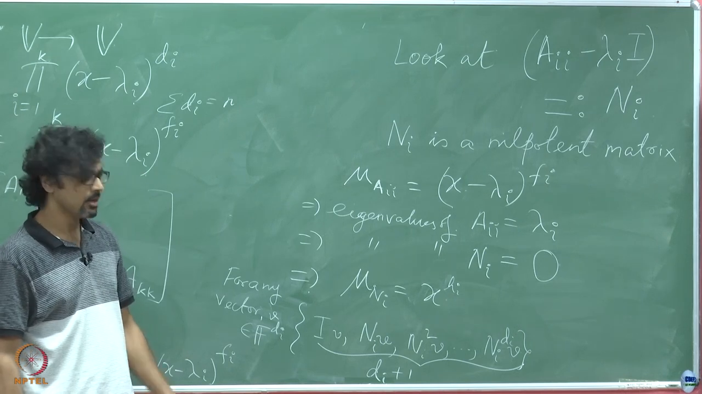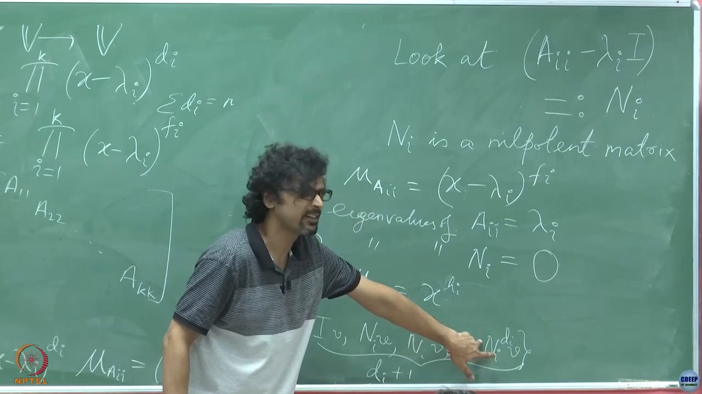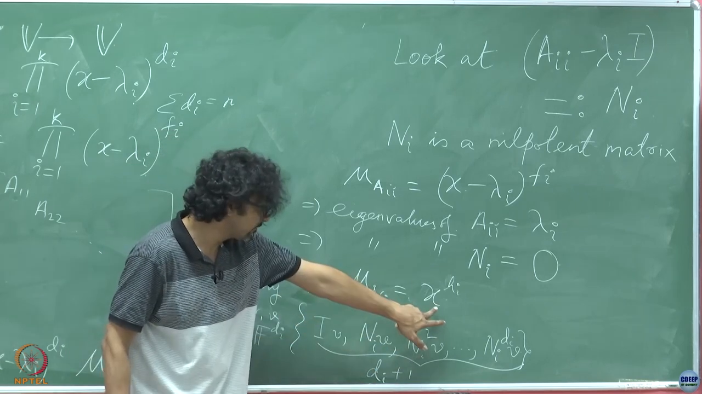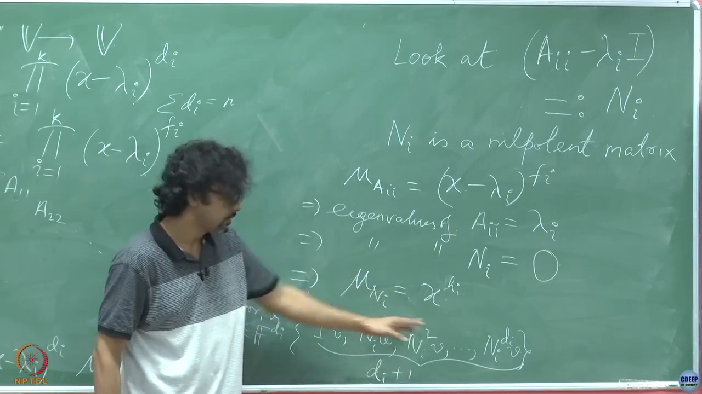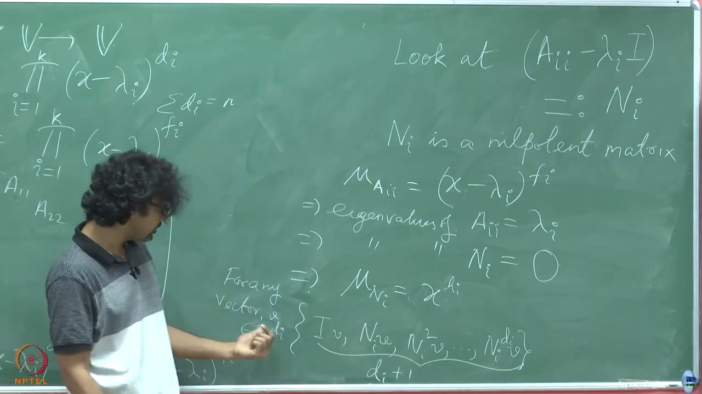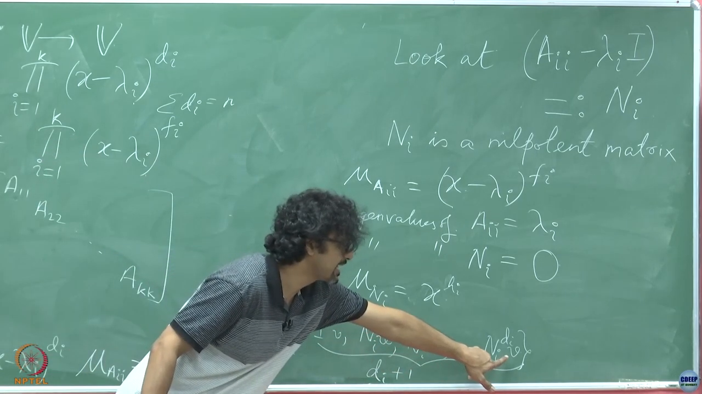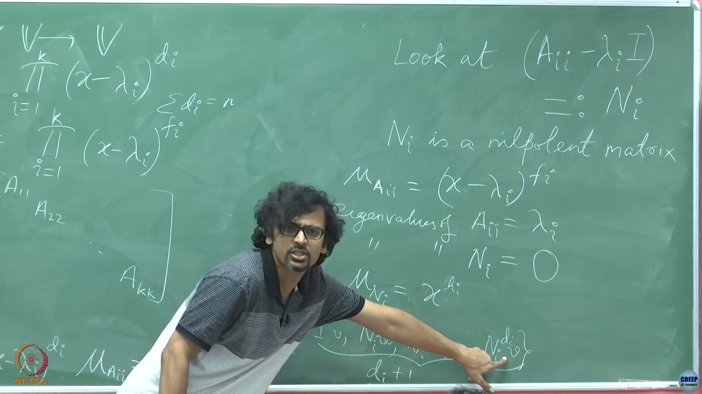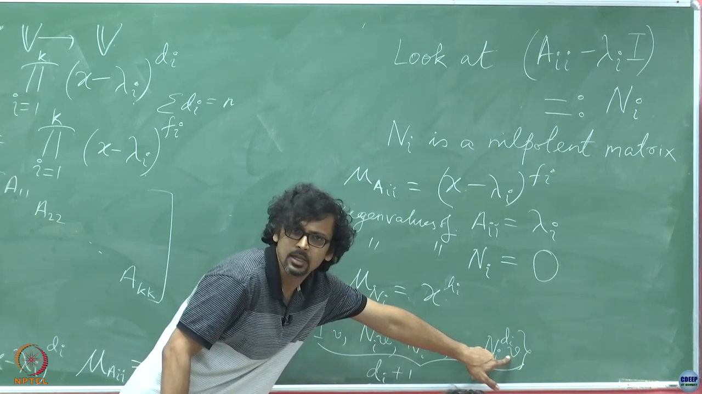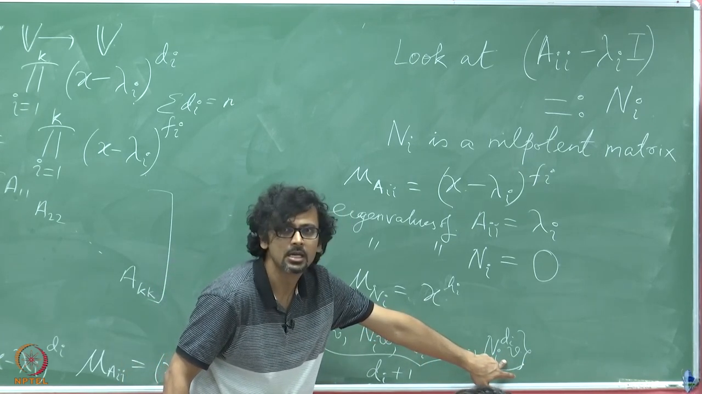Nonetheless, the linear independence in this case is lost in a very special manner. Why? Because if this is the structure of the minimal polynomial, at some stage you will have exactly 0. So it doesn't matter what vector v you choose, you do not have to go up to powers higher than d_i. As high as d_i is the maximum it gets. So N_i raised to some power less than or equal to d_i must vanish.